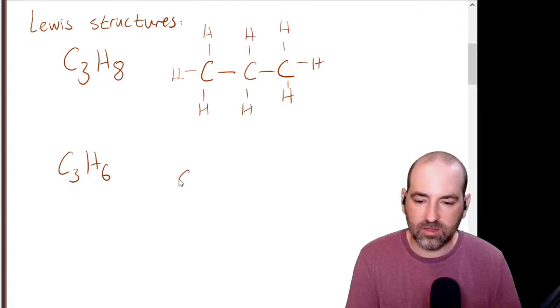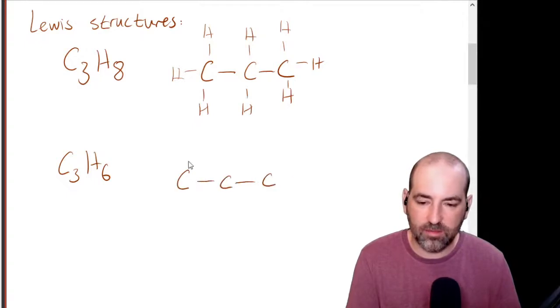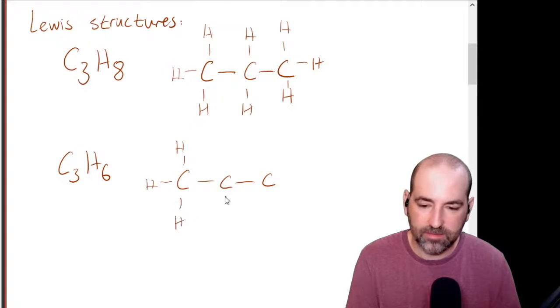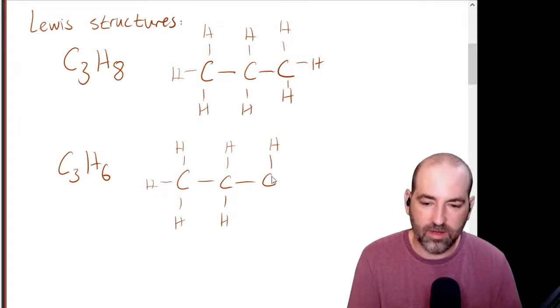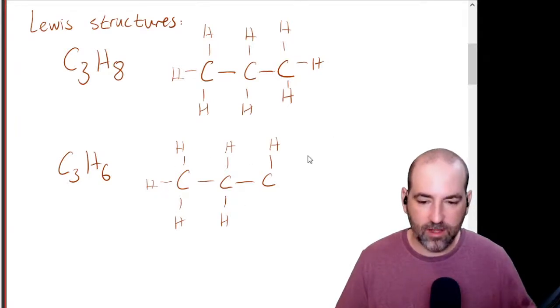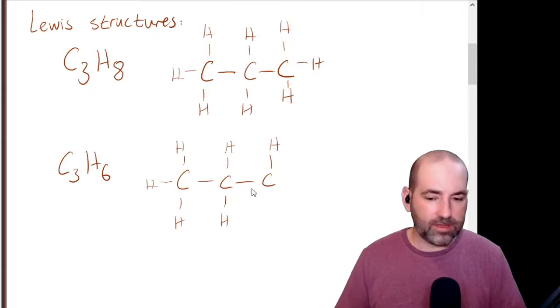So let's try to draw that. Again, we're going to start with our carbons. We're going to start putting the hydrogens around like this. And then as you'll see, we will run out of hydrogens. So 1, 2, 3, 4, 5, 6. That's my 6 hydrogens. But this carbon does not have 4 bonds.